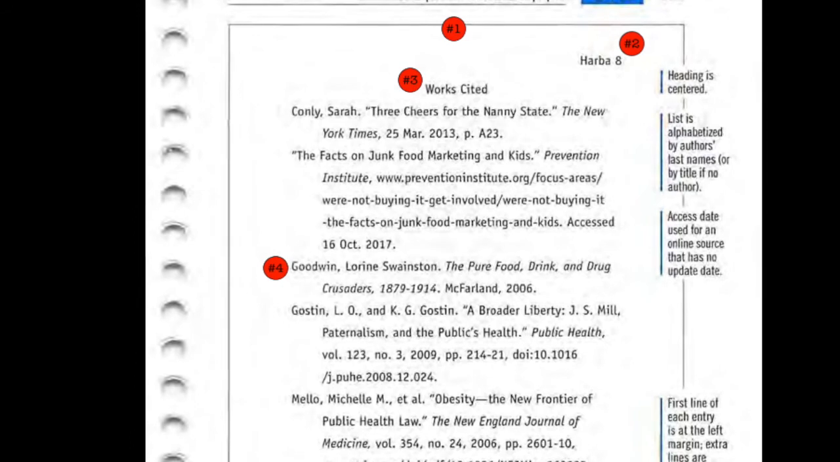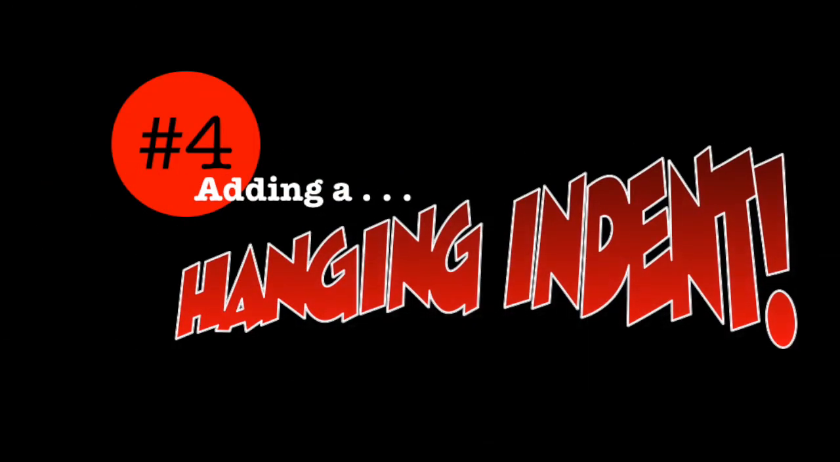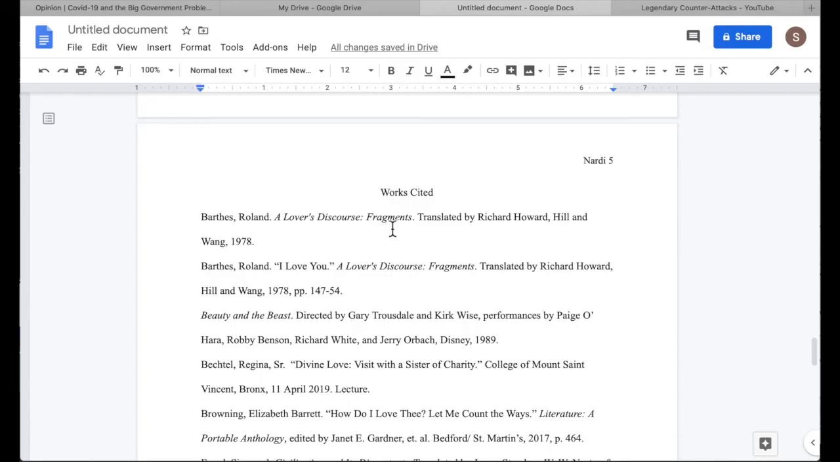Each entry should have what is called a hanging indent. That is what you call it when the first line sticks out and the rest of the paragraph is tucked in. How to add a hanging indent? I'm going to cover 2 ways. The first is through the menu, the second using the ruler.